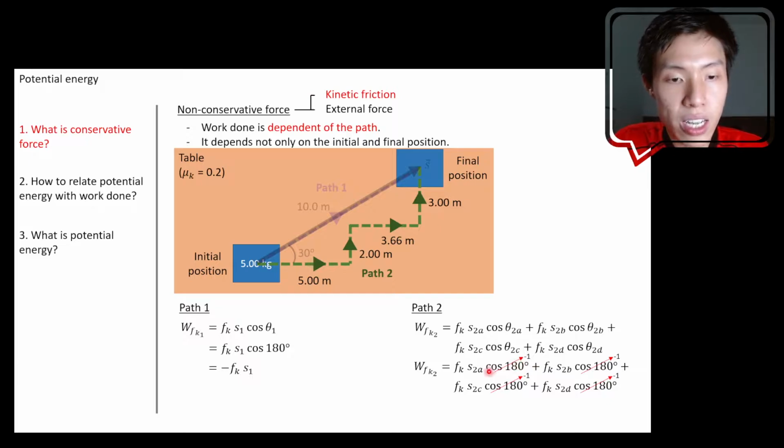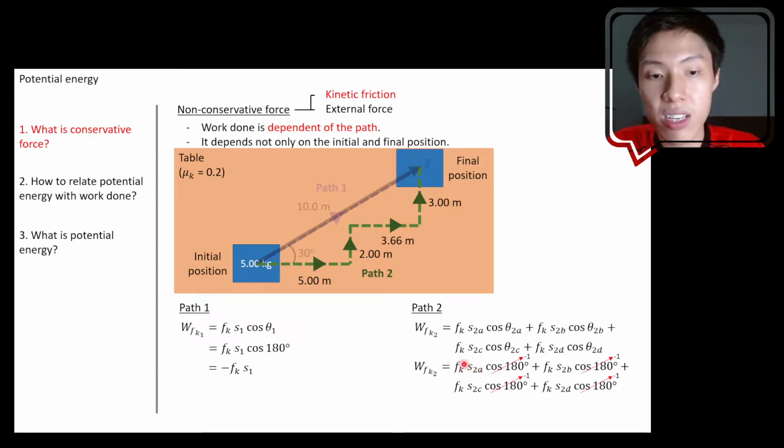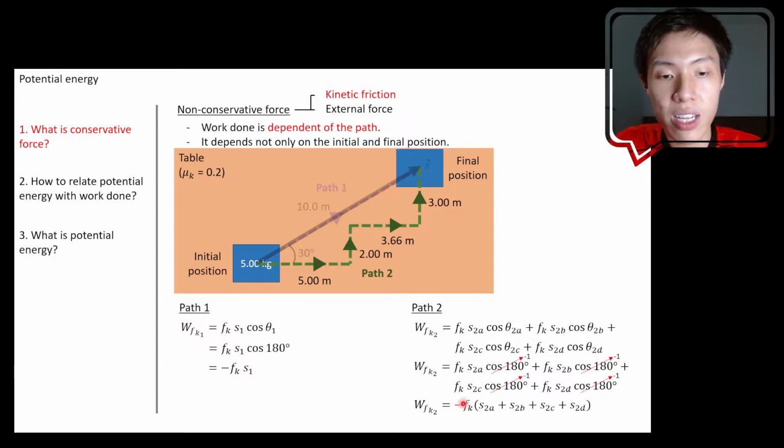So you see that all terms here share the same -1 and the same kinetic friction. So you can factorize out the negative and you can factorize out the kinetic friction. So what you get is negative kinetic friction, bracket, then inside the bracket you have the summation of all the sections that we have traveled through just now. Indeed, what's inside the bracket here is just the total distance traveled by the object using path 2.